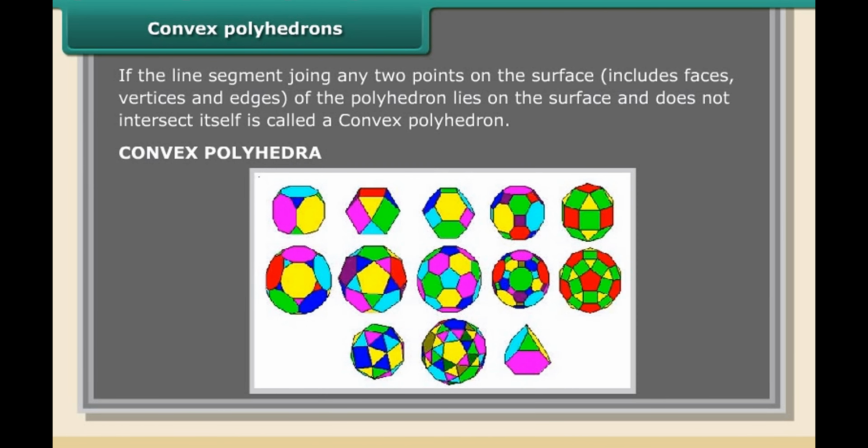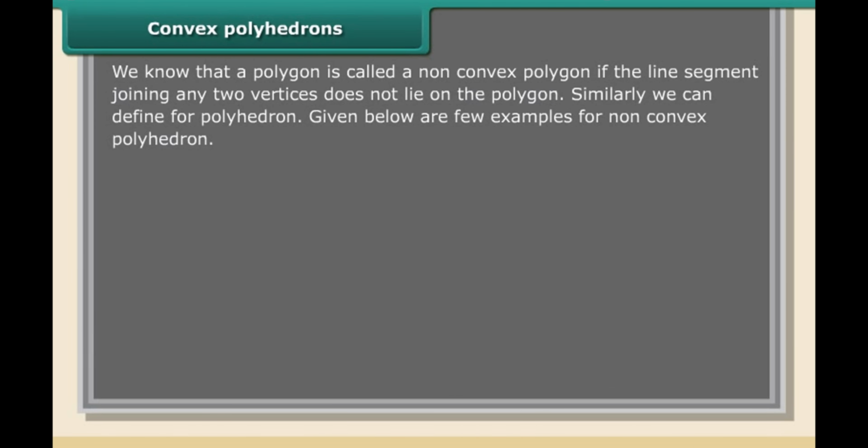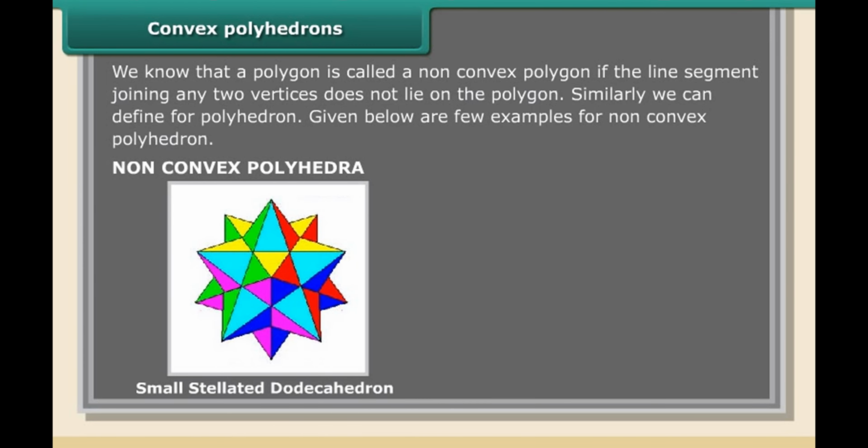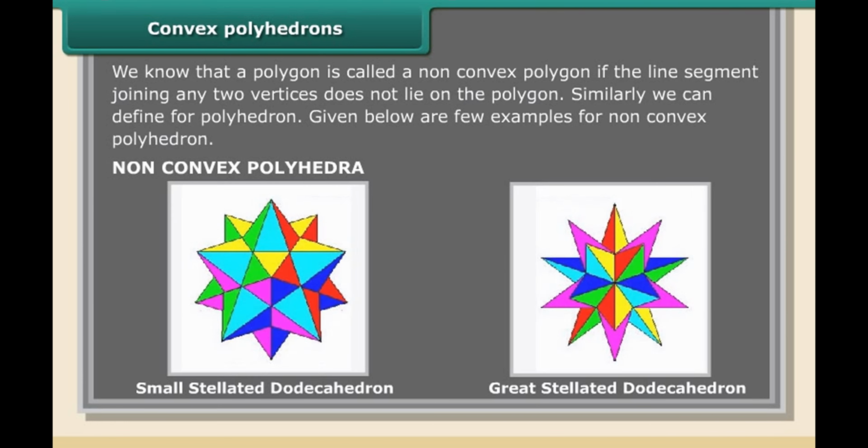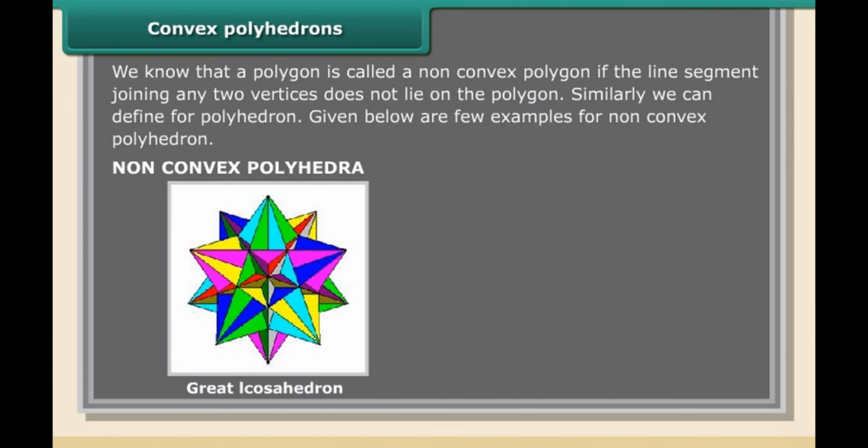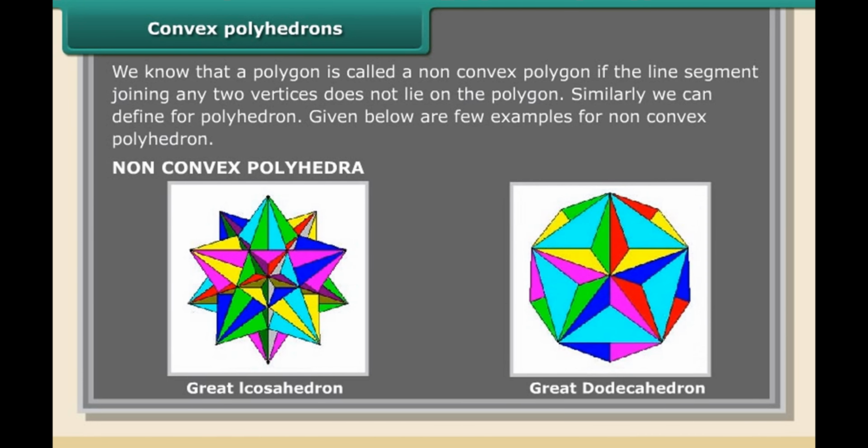Convex polyhedra: we know that a polygon is called a non-convex polygon if the line segment joining any two vertices does not lie on the polygon. Similarly, we can define a non-convex polyhedron. Given below are a few examples. Non-convex polyhedra: small stellated dodecahedron, great stellated dodecahedron, great icosahedron, great dodecahedron.